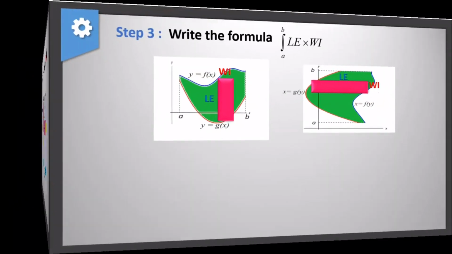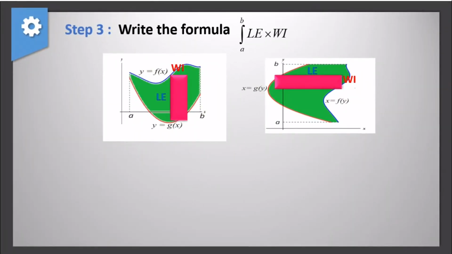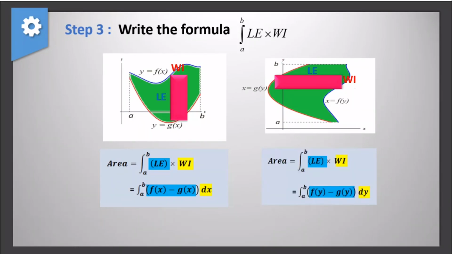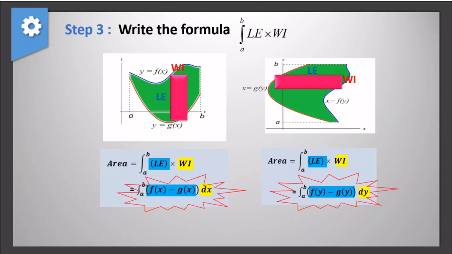Step 3. We write the formula in the integral form. For the vertical block, we have the integral of length times width, with the function f(x) minus g(x), and integrate with respect to x. And for the horizontal block, we have the integral of length times width also, with the function f(y) minus g(y), integrated with respect to y.